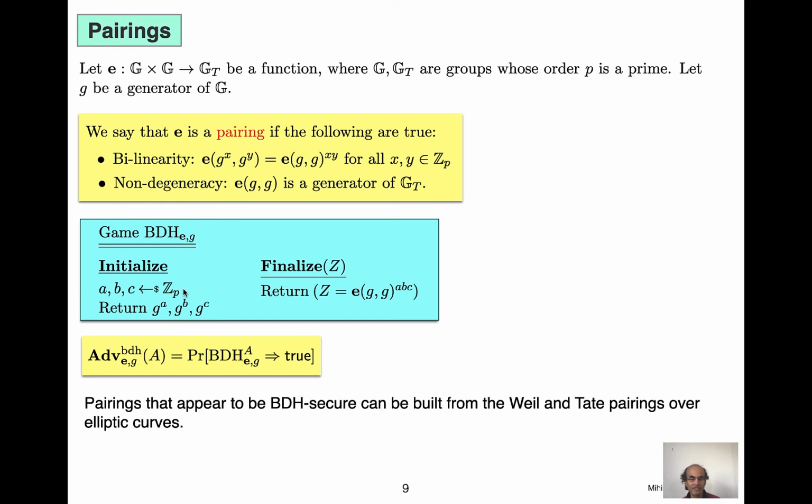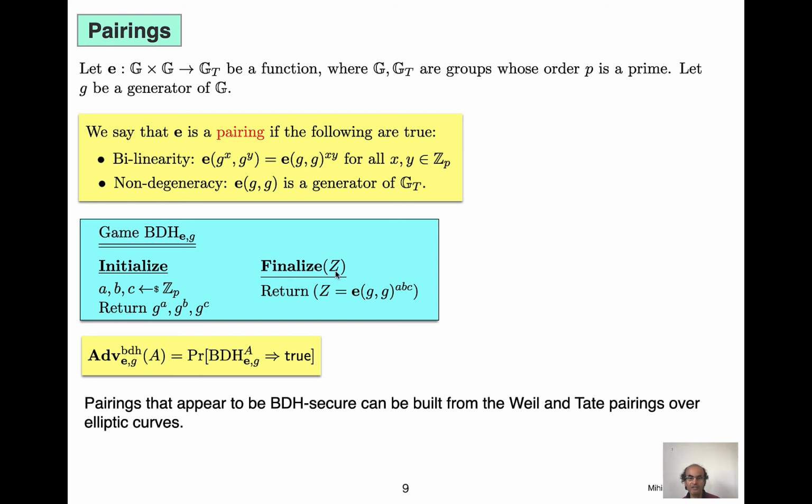We recall first that in the computational Diffie-Hellman problem, you're given g^a and g^b, and you have to guess g^(ab). Here you start out a little bit the same. You're also given g^a, g^b, but you're also given a third one of the same form, g^c, where a, b, and c are random exponents. And all of this is in the first group. g is a generator of the first group.